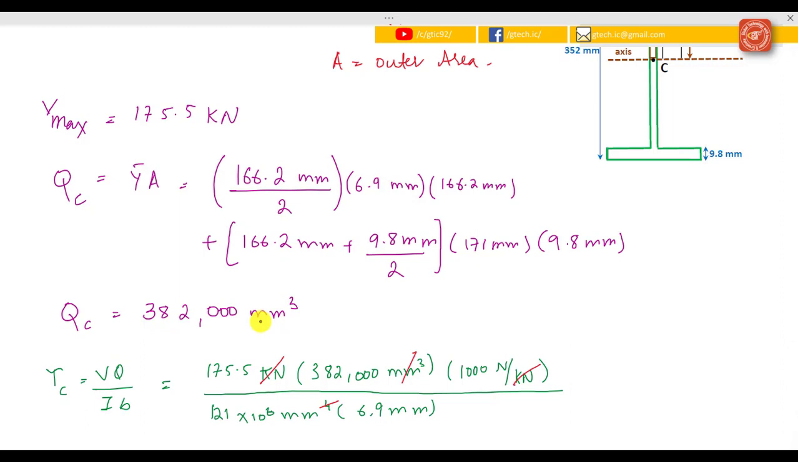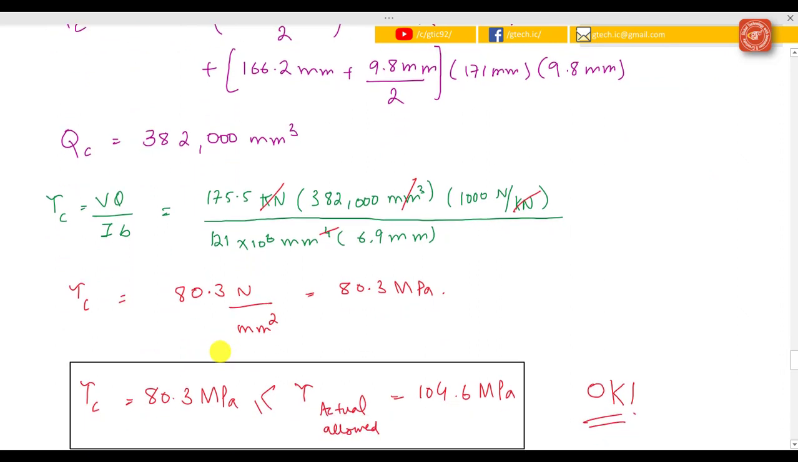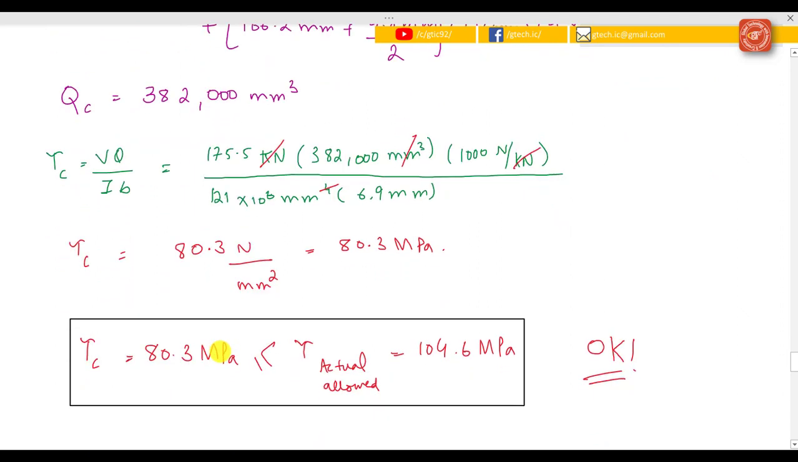Now we substitute all these values in this equation, and then we calculate the shear stress experienced, that is 80.3 megapascal. So if you recall, the allowable shear stress which we found was 104.6 megapascal, and so again we are okay with this beam being selected for the critical check at the neutral axis, or point C.